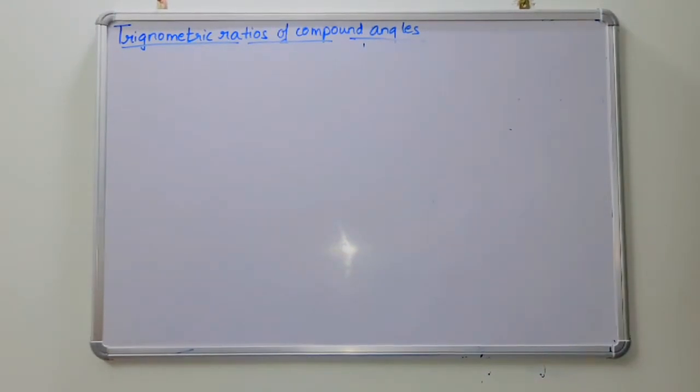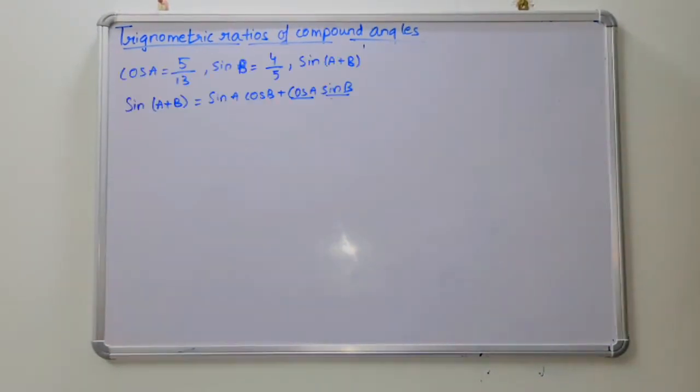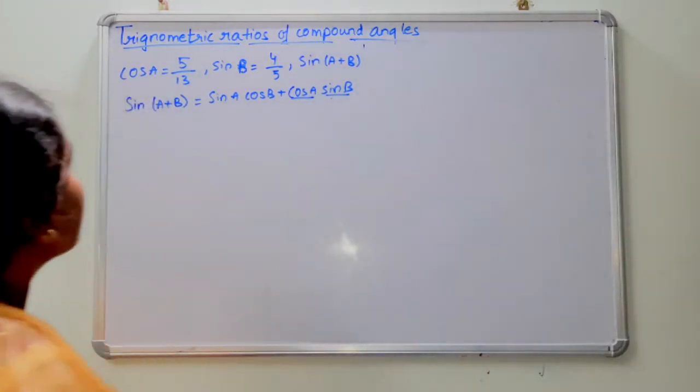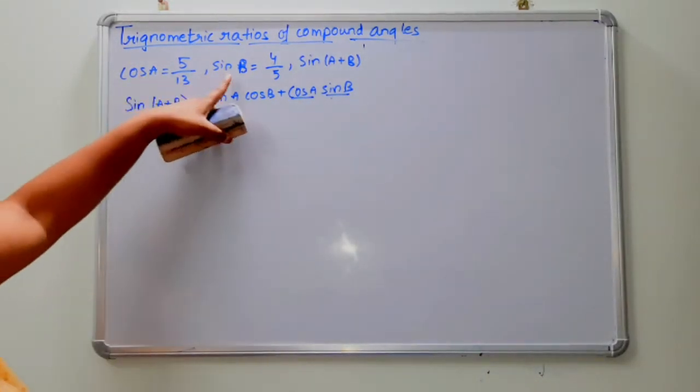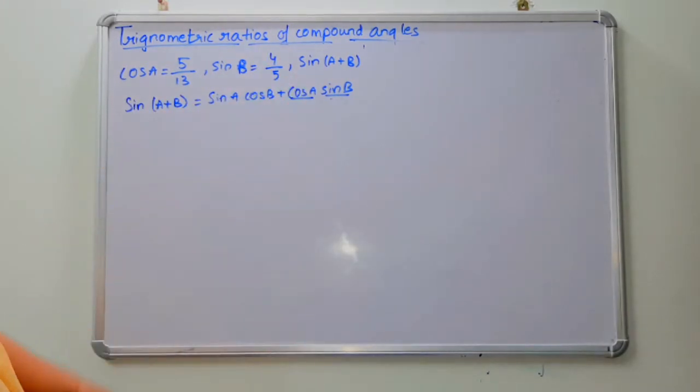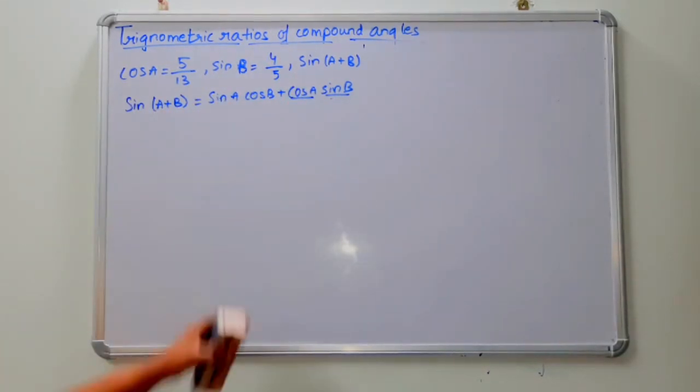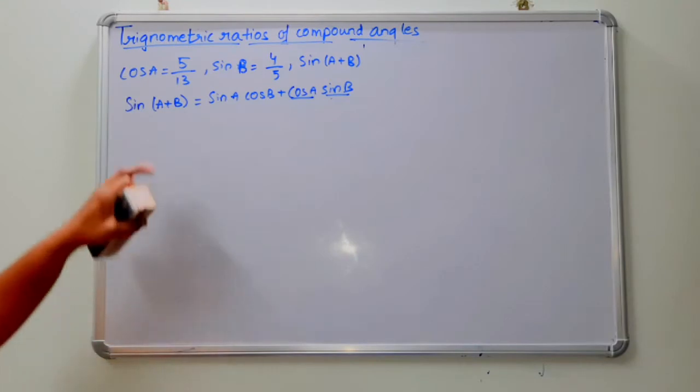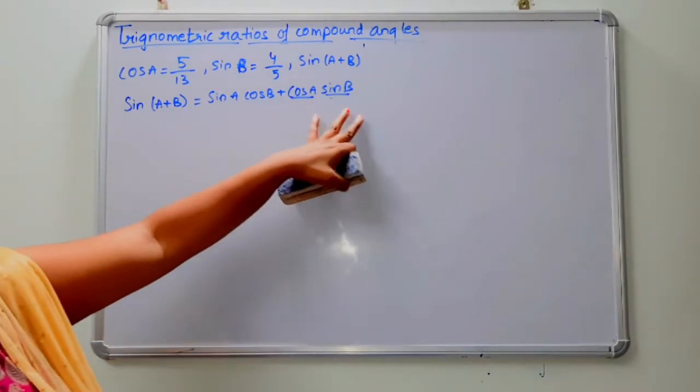What is the another problem? Now we will see the another problem in the compound angles. Given cos A is equal to 5 by 13, sin B is equal to 4 by 5. What is sin A plus B? What is sin A plus B formula? Sin A cos B plus cos A sin B.